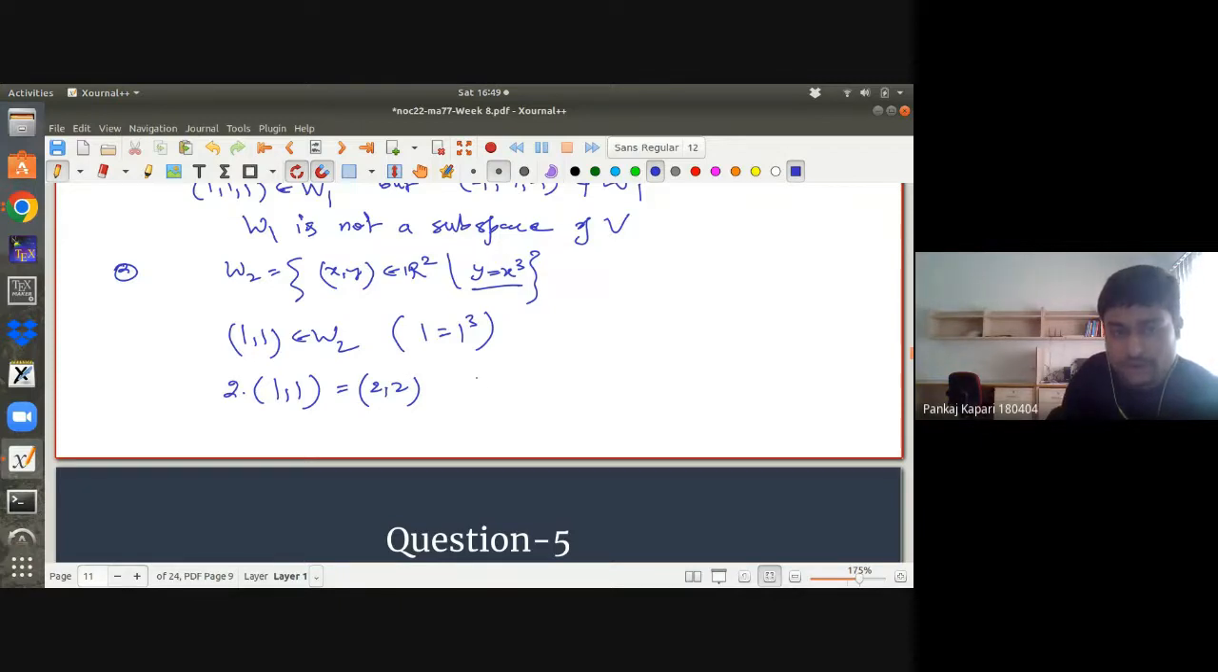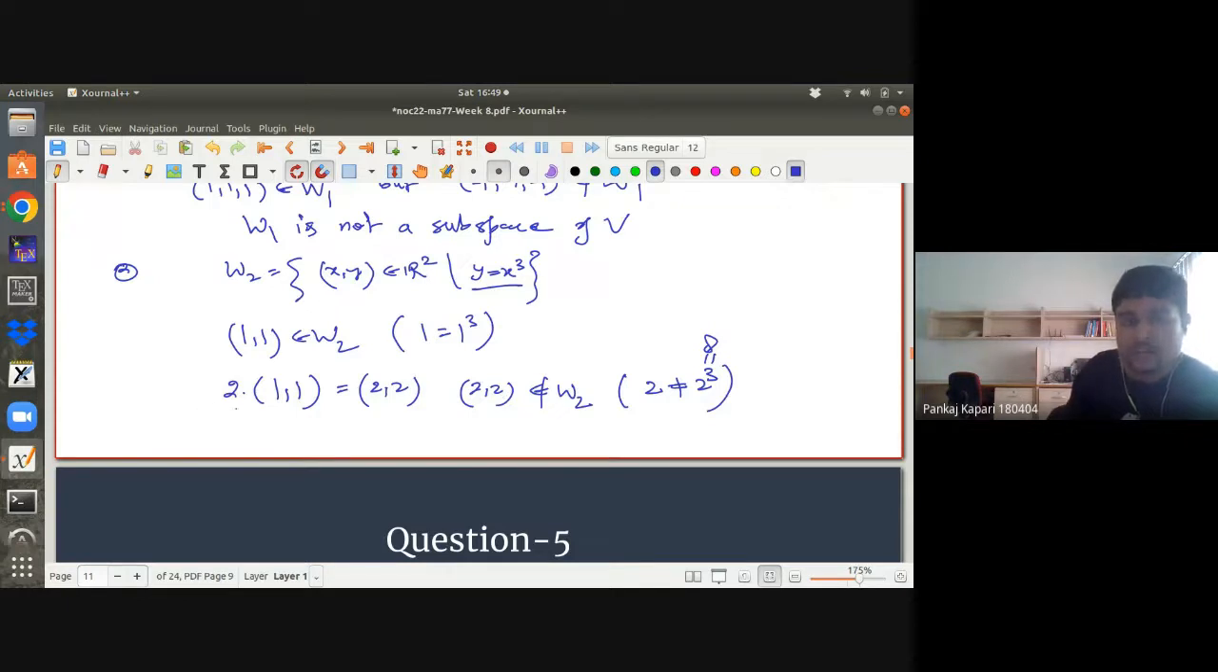It does not. Why? 2 comma 2 does not belong to W2 because 2 is not equal to 2 cubed. The 2 cubed is 8, and 2 is not equal to 8. Something which lies in W2 must satisfy this equation, that the y coordinate is the cube of the x coordinate, and that does not happen with 2 comma 2.